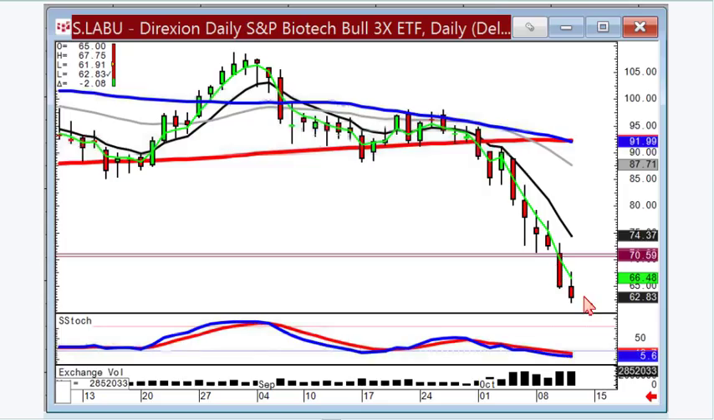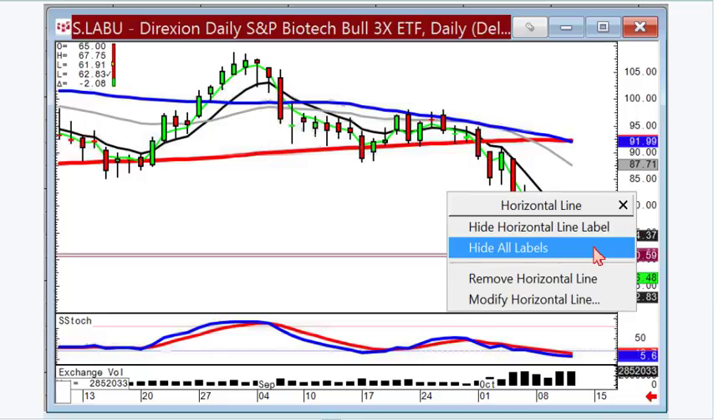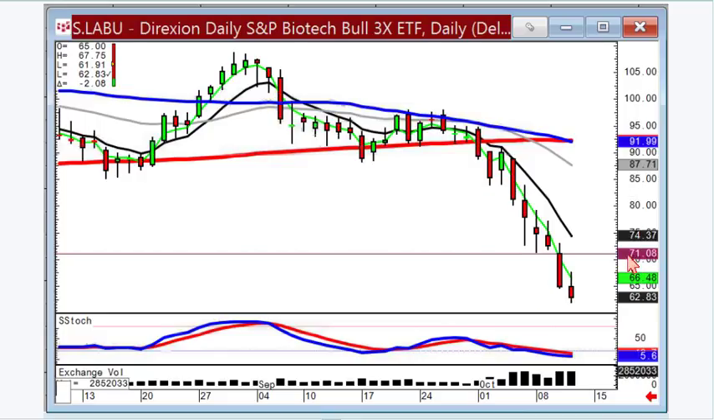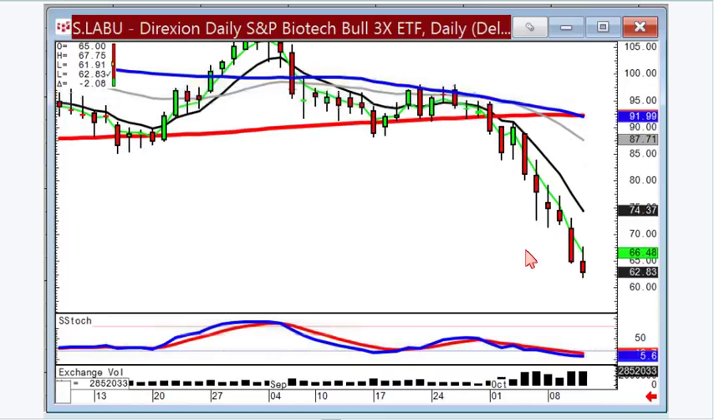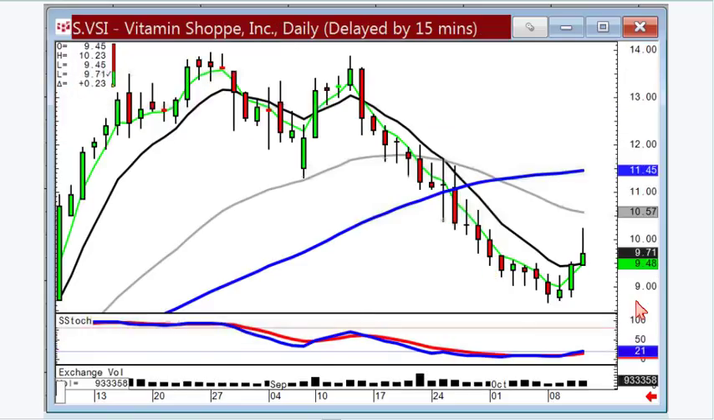Labu, still trading lower. I don't know how. So you stay short until you see a buy signal. But the suspicion is you're probably going to see a buy signal fairly soon, because look how far away you've moved from the T-line and look where you are in the oversold area. Where would I put a stop on VSI? I wouldn't want to see it trade back below the open of today. If it did, that tells you the bulls aren't there.